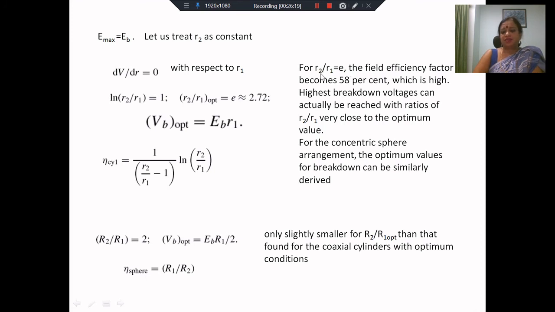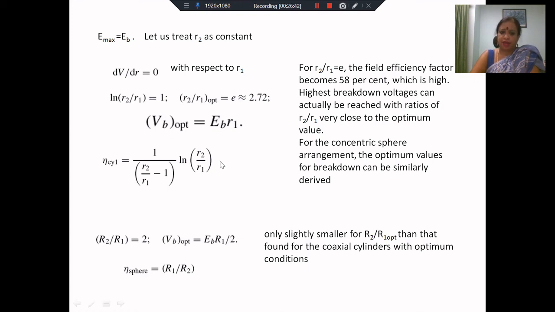Now, if you consider R2 by R1 equal to e, the field efficiency factor, which we can calculate for the cylindrical geometry, can be calculated as 1 by (R2 by R1 minus 1) ln R2 by R1. And this comes out to be 58%, which is quite high. I mean, it's an acceptable value.